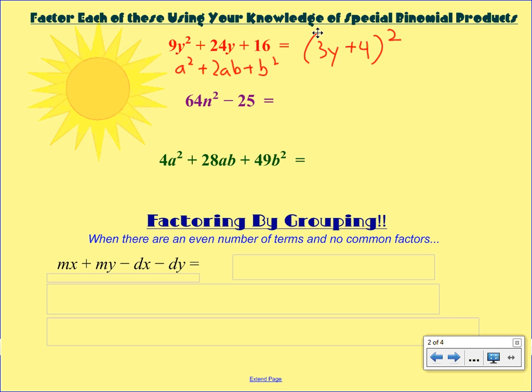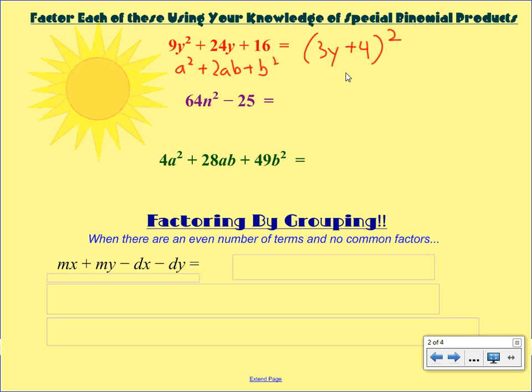Then we need to make sure that the middle term, this 24y, came from 2ab. So what's a times b? 3y times positive 4 gives you a positive 12y. If we double that, we do indeed get 24y. So I know that 9y squared plus 24y plus 16 factors into 3y plus 4 squared, or 3y plus 4 times 3y plus 4. Everybody good so far? Okay, I'm going to have to assume that you are.